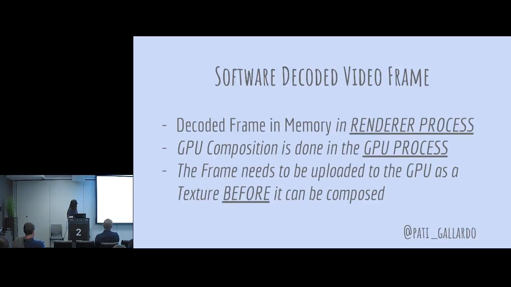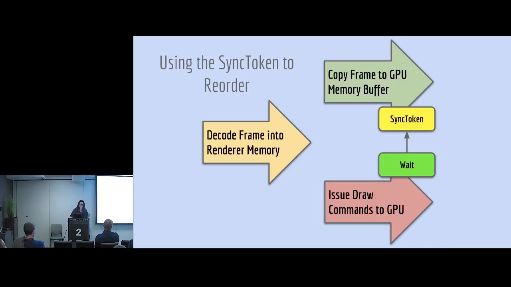And so we're going to look at how you're going to do that. Now, the first part is fine. It's very synchronous. You decode the frame into render memory, and you're good. You have it in render memory. But now you need to copy the frame to the GPU.